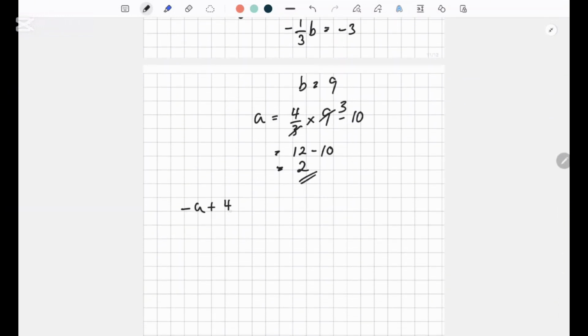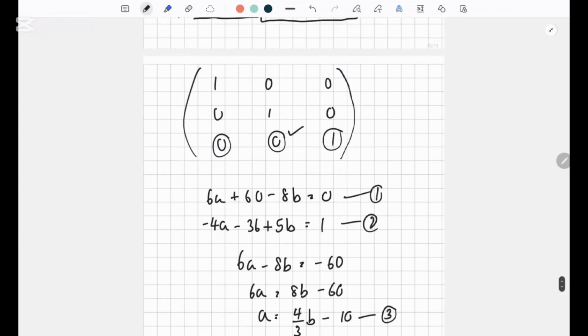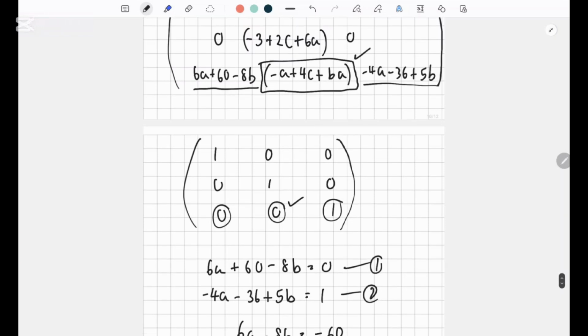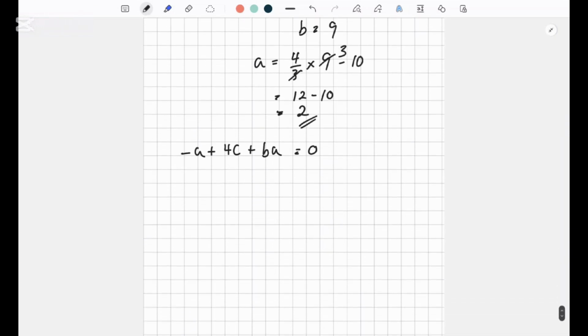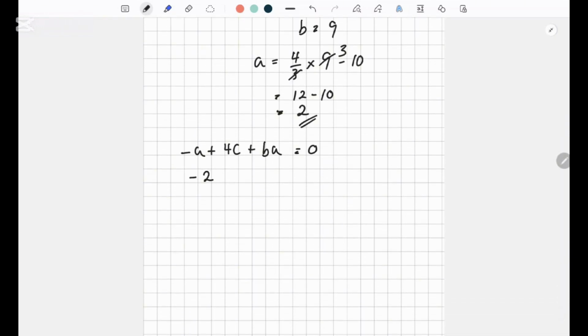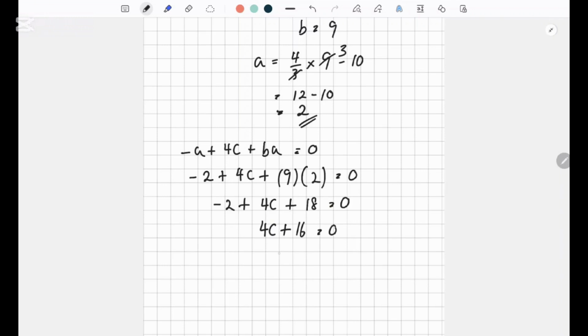Minus A plus 4C plus BA equals 0. So minus 2, which is A, plus 4C plus B, which is 9, into A, which is 2, equals 0. So minus 2 plus 4C plus 18 equals 0. 4C plus 16 equals 0. 4C equals minus 16. C equals minus 4.